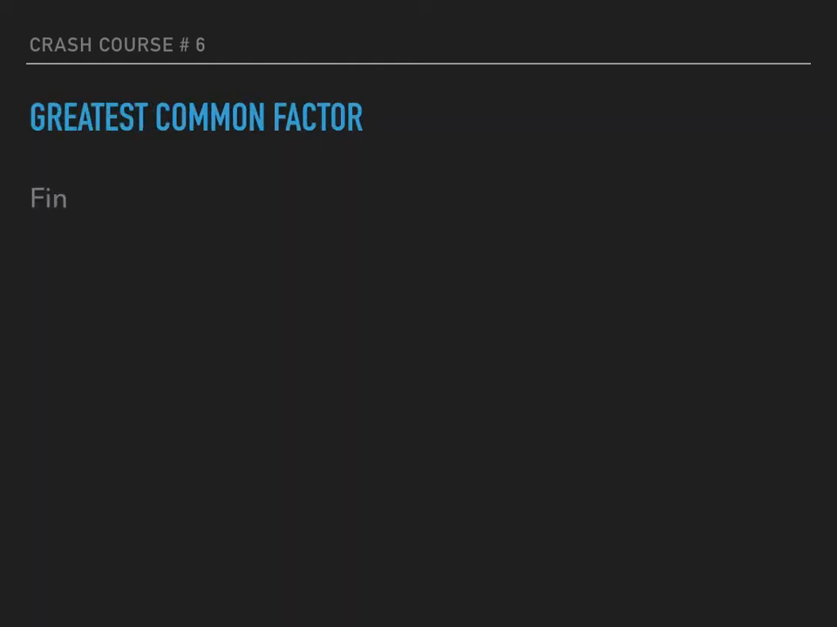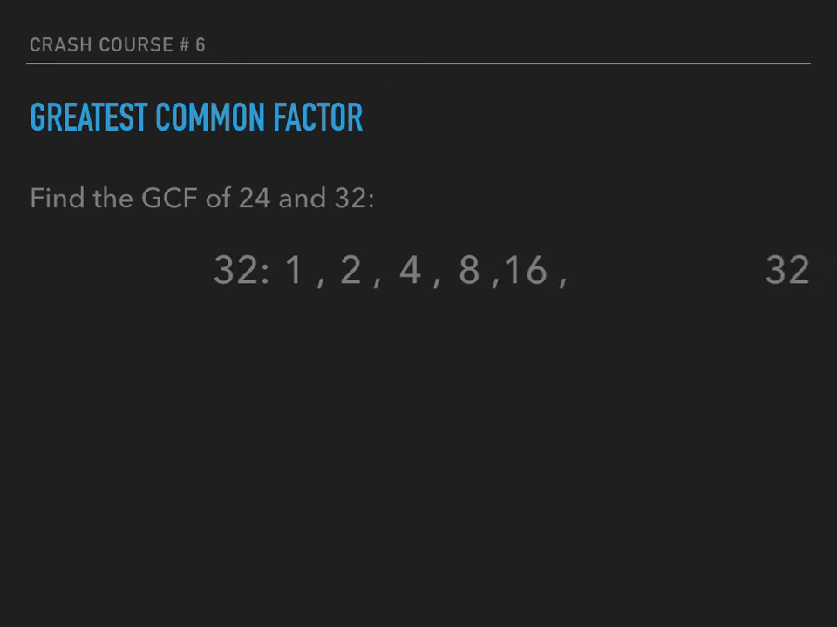Now when I'm finding the greatest common factor, I'm going to compare two numbers here. I'm going to find the greatest common factor of 24 and 32. I want to know what the largest factor is that they both have in common. So let's review again our factors of 32. I have 1, 2, 4, 8, 16, and 32. Let's think about the factors of 24.